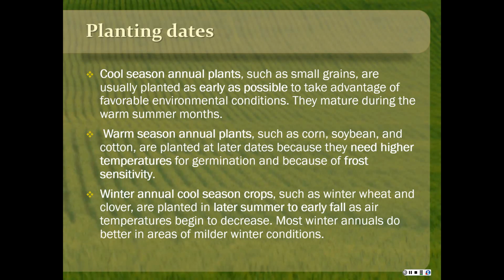Like I said before, they're not going to grow anyway if the soil is below 50 degrees. And they're really, especially soybean, the dicot plants, broadleaf plants, are really susceptible to frost if there's a frost after the seedling comes up. And then there's winter annual crops like winter wheat, planted in late summer to early fall, and then they overwinter and start growing in the spring again. And most of those naturally do better in areas of milder winter conditions, because if it's a really severe winter, it could kill the plant.